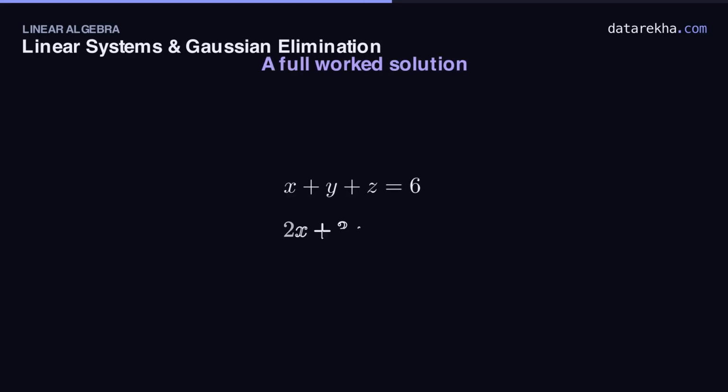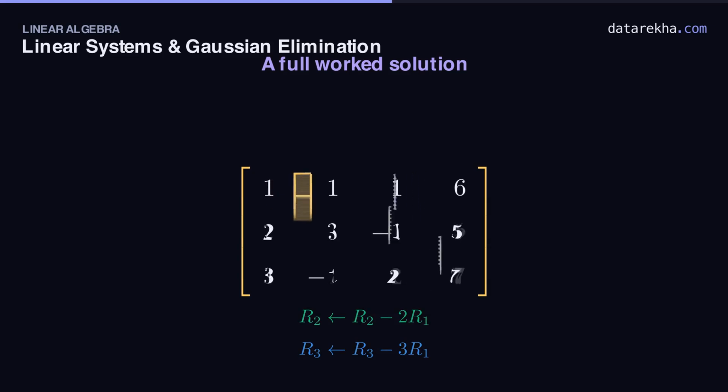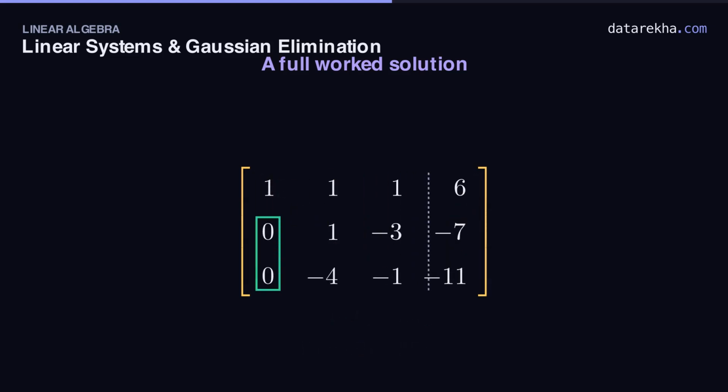Now the real thing, a 3 by 3 system, solved end to end. 3 equations, 3 unknowns. Watch every number. Here's its augmented matrix. The plan? Carve a staircase of zeros beneath the diagonal, working left to right. Our first pivot is the one in the top left corner. We use it to wipe out the column below. Row 2 starts with a 2, so subtract 2 times row 1. Row 3 starts with a 3, so subtract 3 times row 1. Row 2 becomes 0, 1, minus 3, minus 7. Row 3 becomes 0, minus 4, minus 1, minus 11.